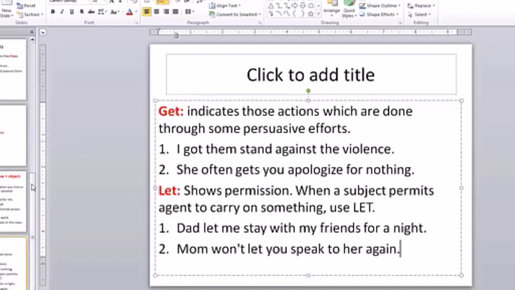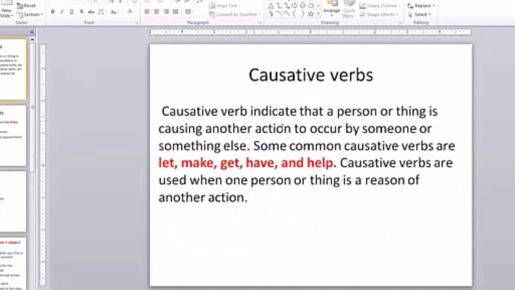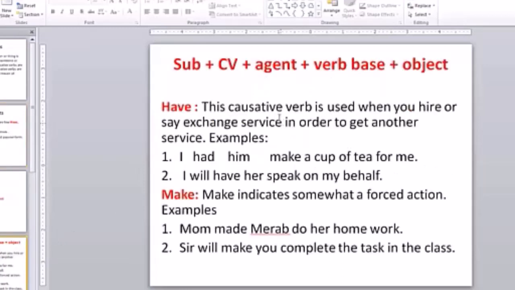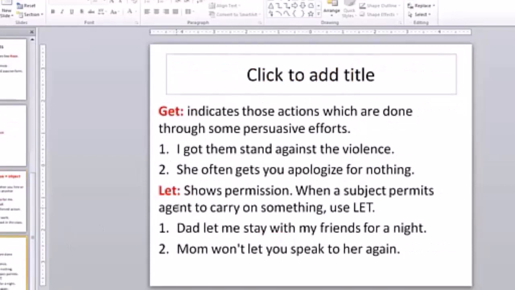Again, I will repeat the important points. Causative verbs indicate that a person or thing is causing another action. Or in simple words, causative verbs are used when one person or thing is the reason for another action. And we have both passive and active causative verbs. In this lesson, we studied active causative verbs. The important causative verbs are have, make, get, let, help, force. But we studied only four of them.